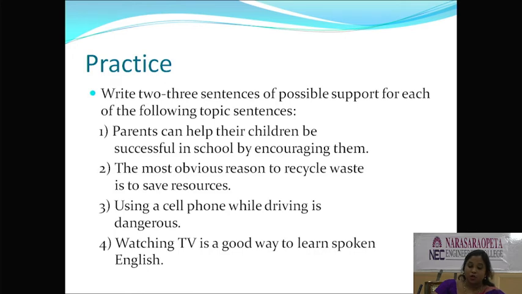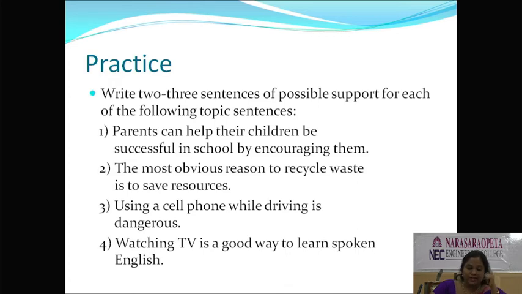So this is a small homework where you write 2-3 sentences that support each of the following topics. Before I begin my session, I would like to give you a small assignment, a small homework. You can take the topics. Parents help their children be successful in schooling. To go to school, you can add college here, by encouraging them. You can take one topic.